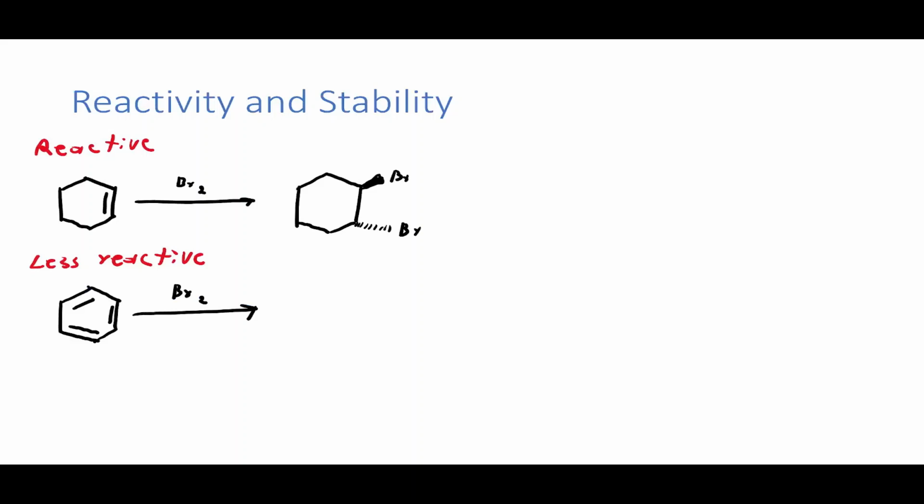Reactivity and stability. Now, the benzene ring is very stable, and we can see it here because the alkene gets brominated pretty easily, but no reaction happens with the benzene ring. So you can see that the reaction is not favorable because it would break the special stability of the benzene ring given to it by the continuous overlap of pi orbitals.